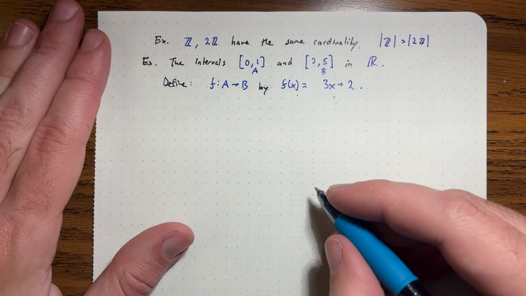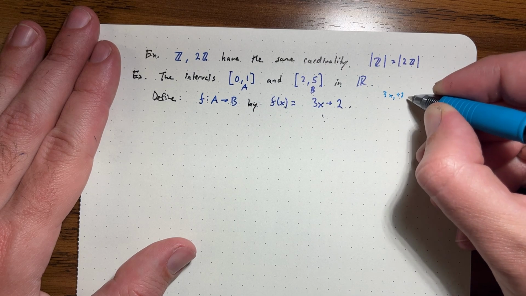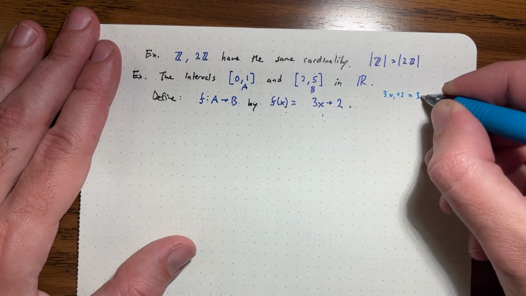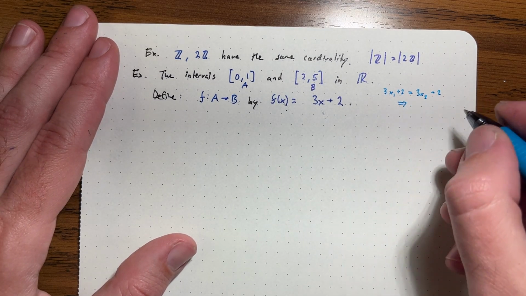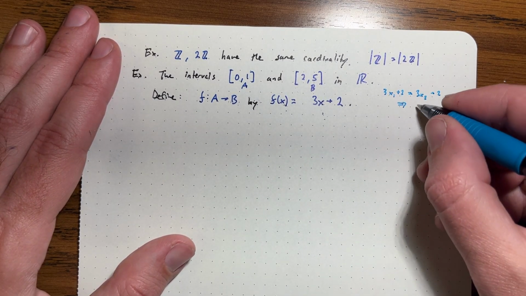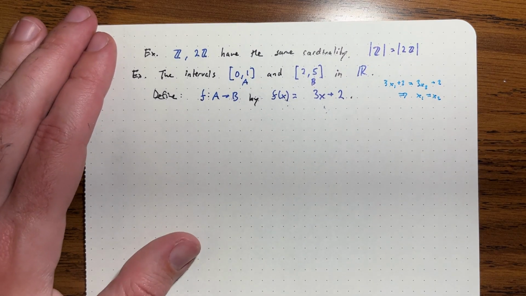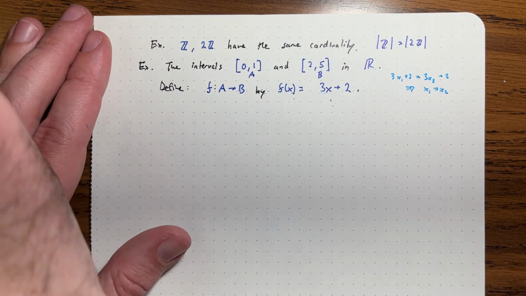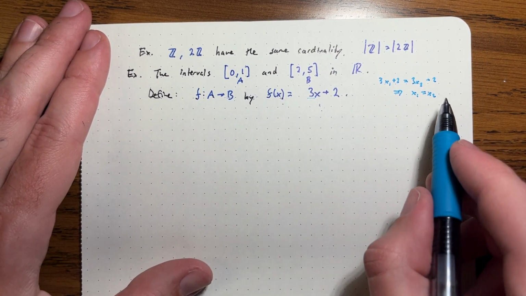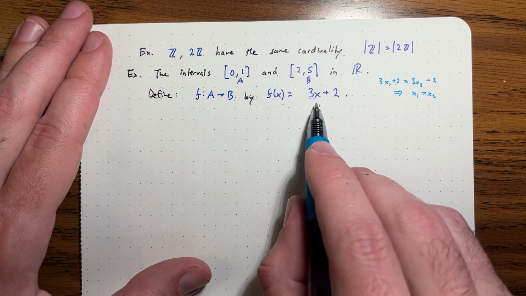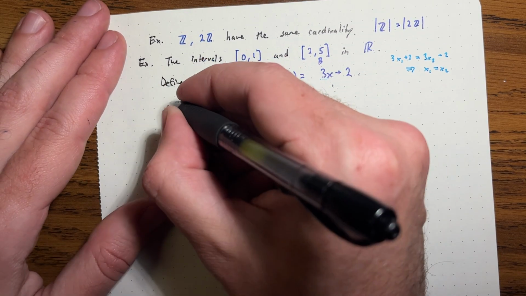And again, why is this injective? It's injective because if we had 3x1 plus 2 equaling 3x2 plus 2, does that imply that x1 equals x2? Yes, absolutely. You just subtract 2 and then divide by 3. So that implies these are equal. In fact, any linear function like that is going to be injective, so long as that coefficient is not 0. But then it wouldn't be linear. So, okay, and then is it surjective? This is a little more interesting. So that's injective. So surjective.